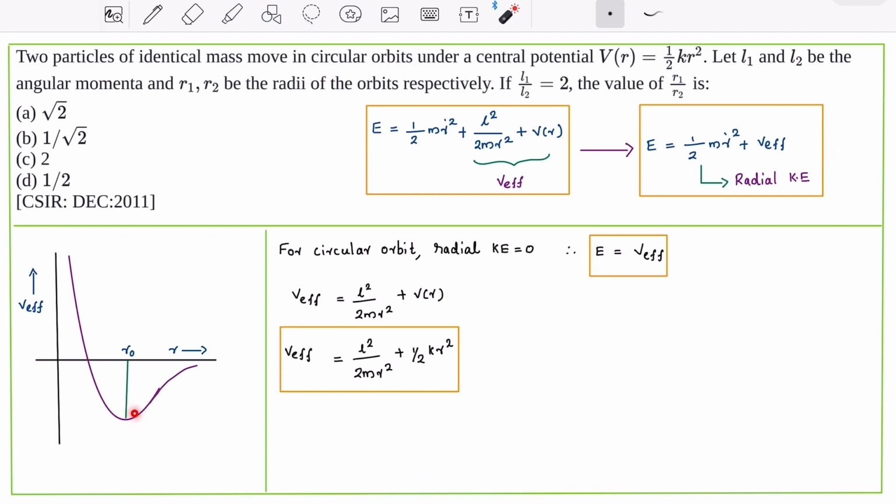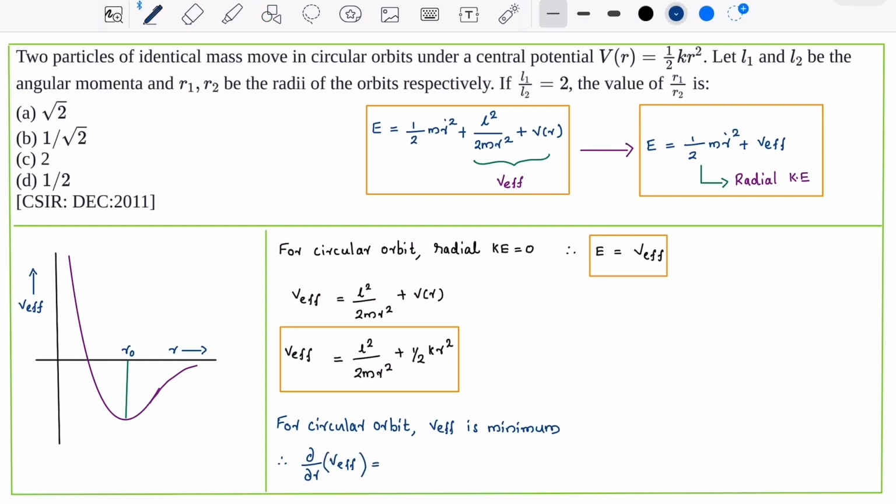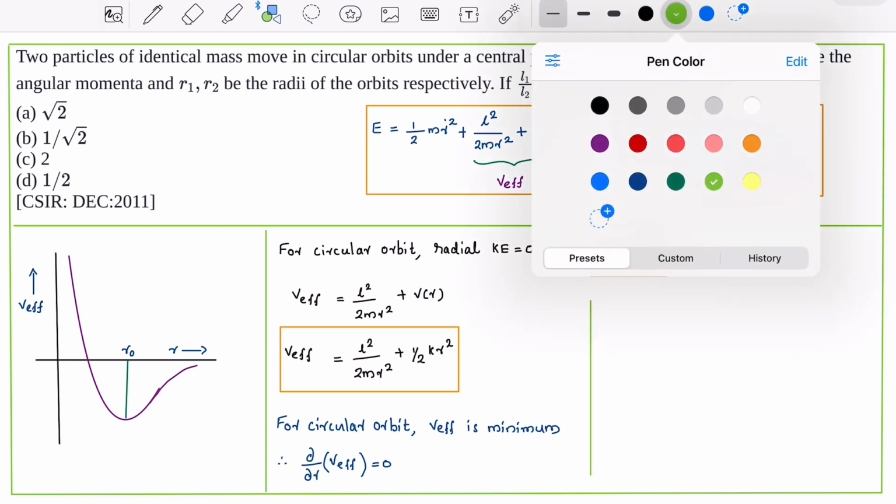Here, the particles are moving in circular orbit. The curve is shown below. For circular orbit, V effective is minimum. Then, if the effective potential is minimum, we can say that dou by dou r of V effective is equal to 0.